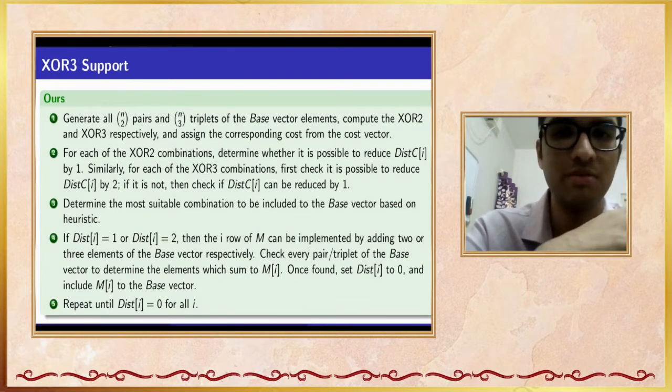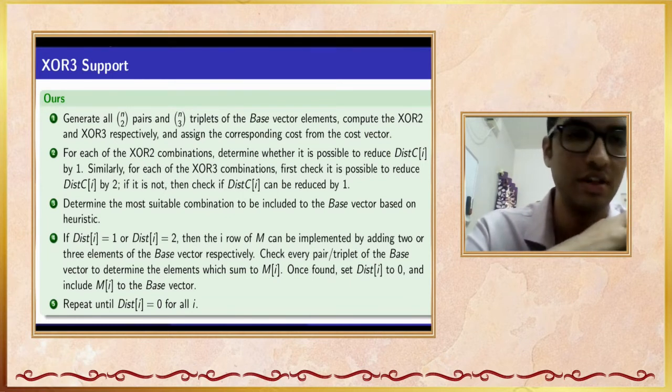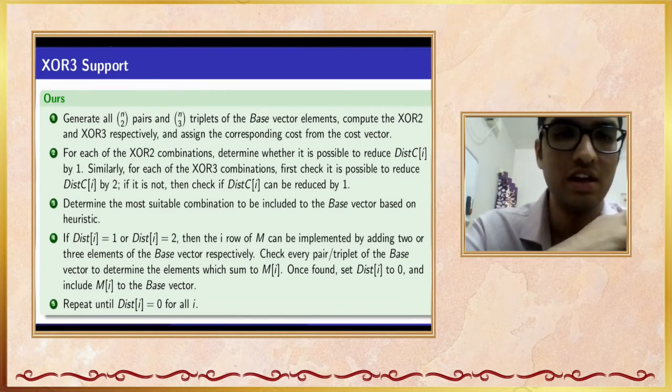Then for each XOR2 combination, we determine whether it's possible to reduce the elements of the distc vector by 1. And similarly, for each of the XOR3 combinations, we first check if it's possible to reduce the elements of the distc vector by 2. And if it's not, we check if it's possible to reduce them by 1. So this operation is then repeated iteratively for all combinations and for all rows in the matrix. Next, we determine the most suitable combination to be included into the base vector based on a heuristic.